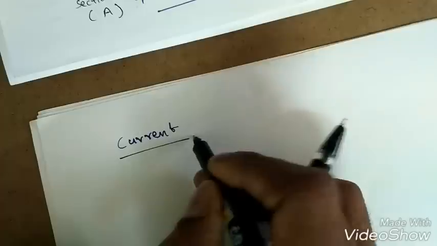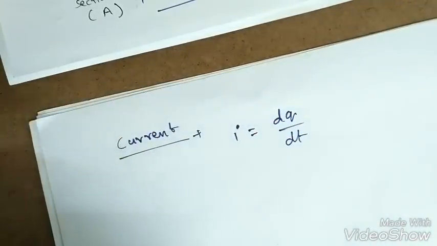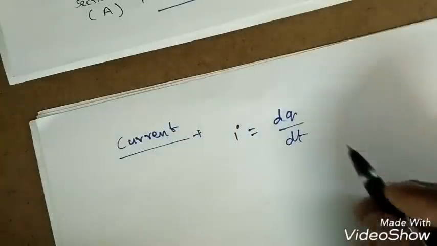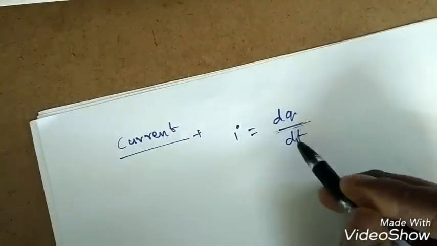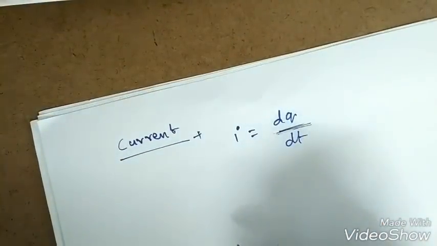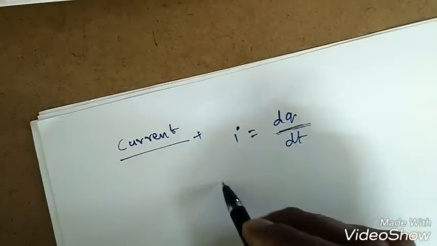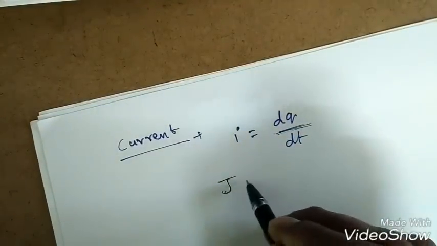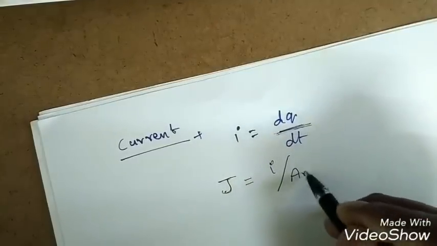Current is nothing but I is equal to dq by dt in the form of an equation, that is the net rate of charge motion, right? That is I is equal to dq by dt. Now what is the density? Density means the current density is equal to the current per unit area A, right?